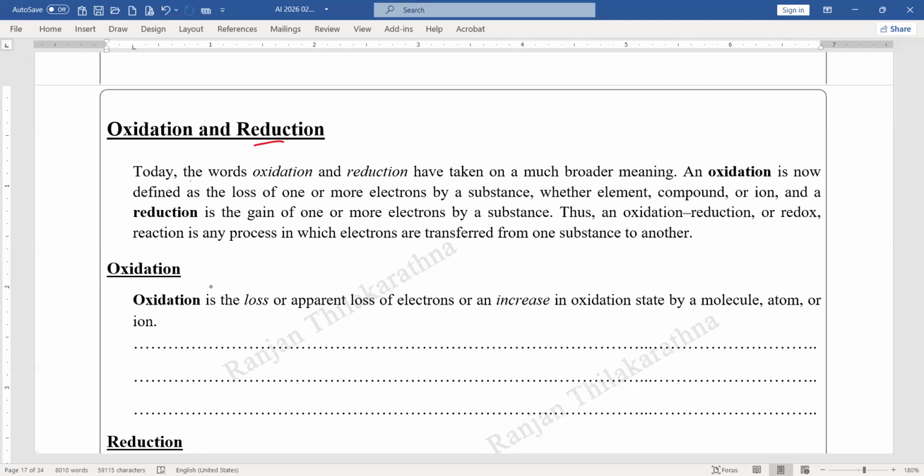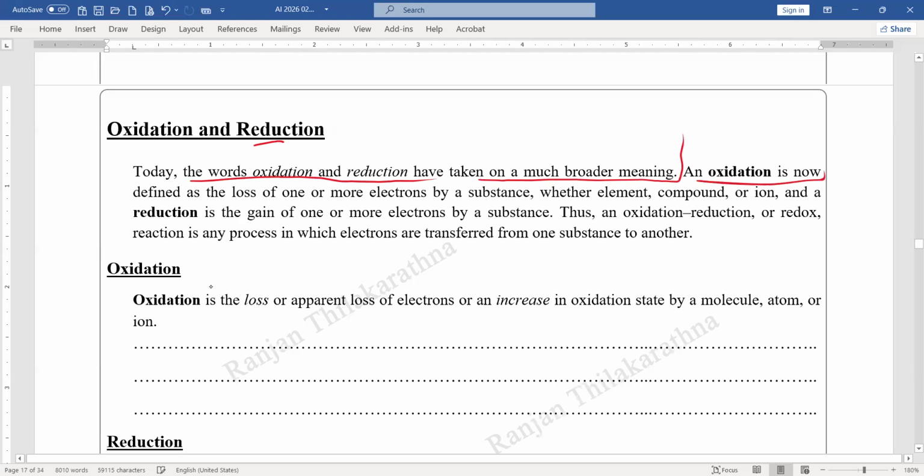See, the words oxidation and reduction have taken on a much broader meaning, and oxidation is now defined as the loss of one or more electrons by a substance, with the element, compound, or ion. Defined as the loss of one or more electrons by a substance. That is called oxidation. And reduction is the gaining of electrons.